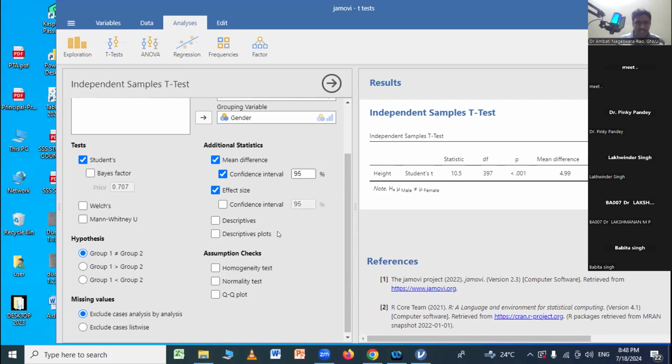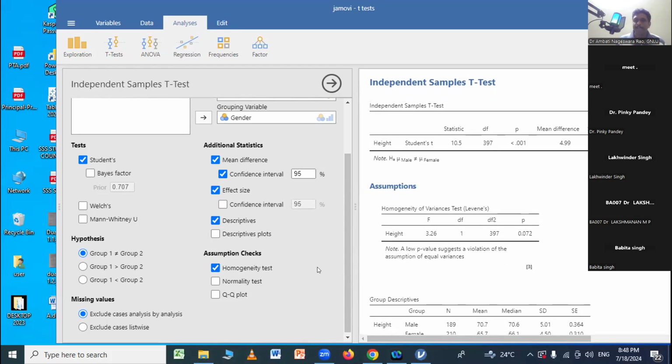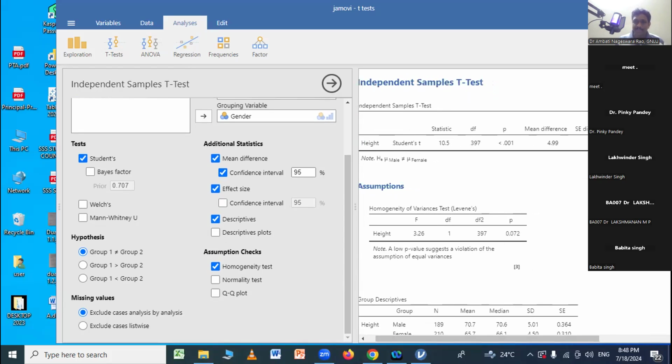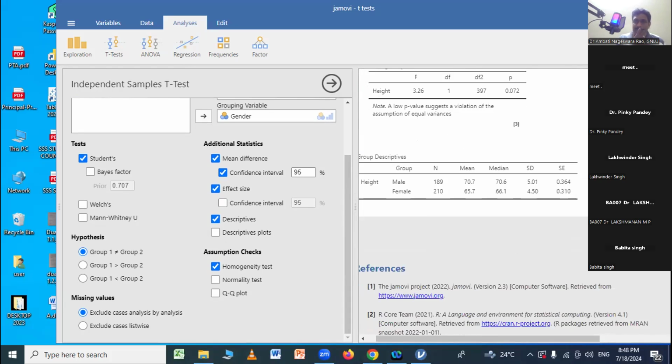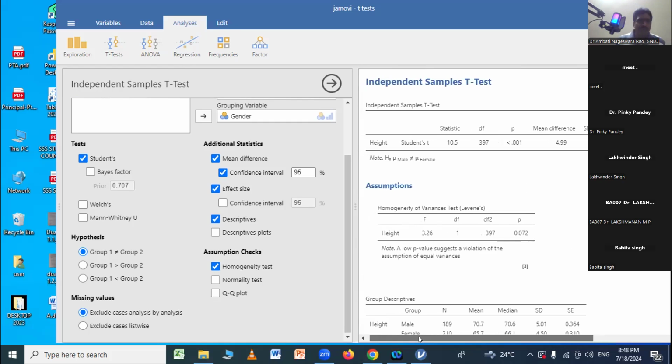And you can also select descriptives. Yes, the homogeneity test. Yes, select the homogeneity test. So we got the results. Now our test value for the homogeneity is 0.072.